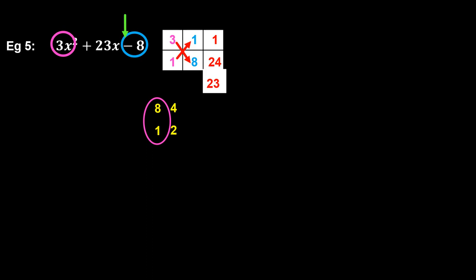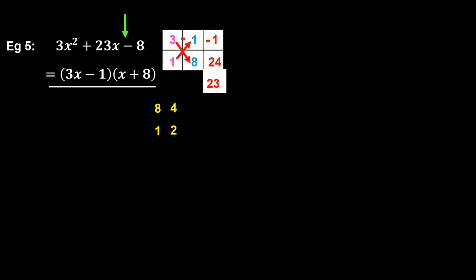Now I want to end up with positive 23. So will I go 24 minus 1 or 1 minus 24? Well, I go 24 minus 1. And it's important where I place that minus because that minus needs to stay in the row that it's in. So it's going to stay on the top, which means my brackets will be 3x minus 1 and x plus 8. Remember, when you put your brackets, you bracket with the set across. So the numbers that you placed on the same line go in the same bracket.